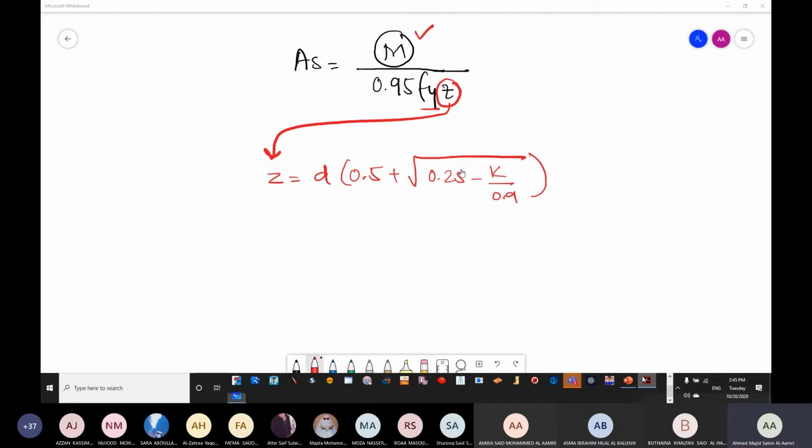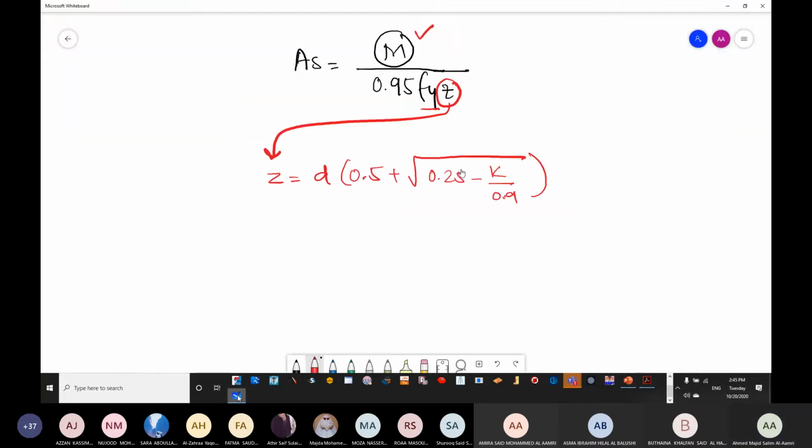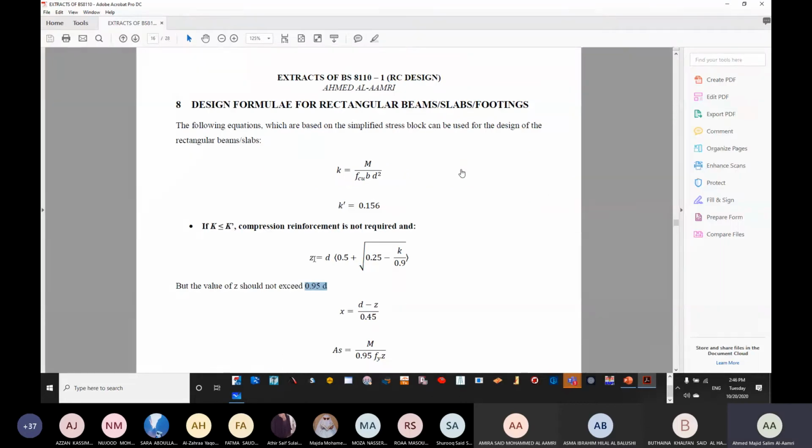Another thing, they said for you that Z should not exceed 0.95 D. Fy is given in the question. Fy is 460, the grade of steel. So we can call this one Z1, and then we have another one, which is Z2, where Z2 is equal to 0.95 of D. So we have Z1 and Z2. Which one to be taken? They said if Z1 does not exceed 0.95 D, then it's fine.